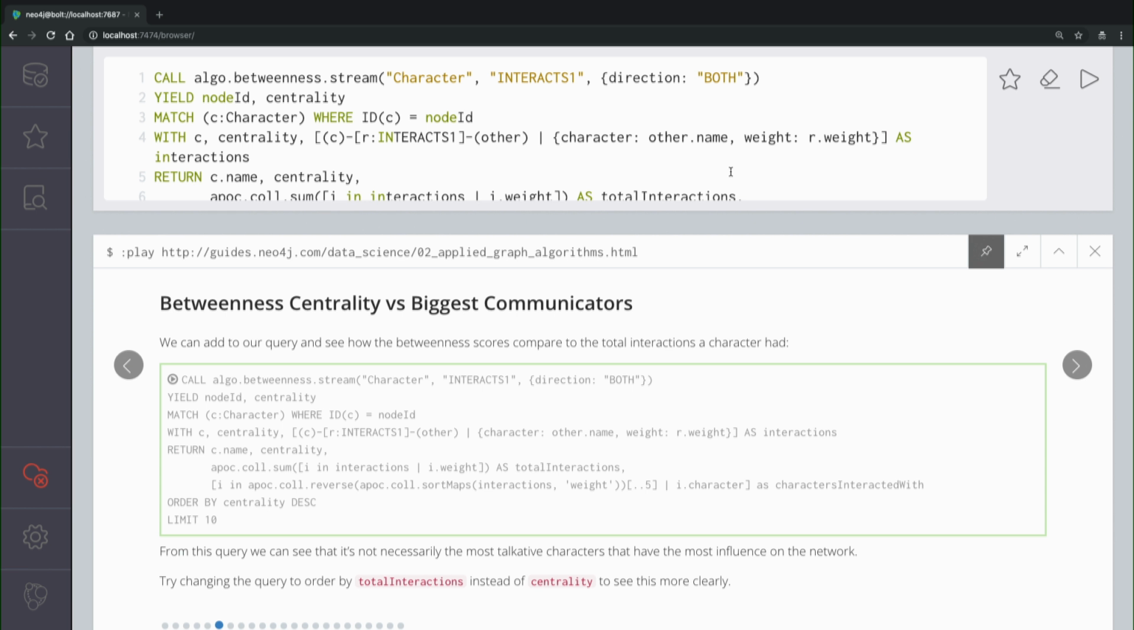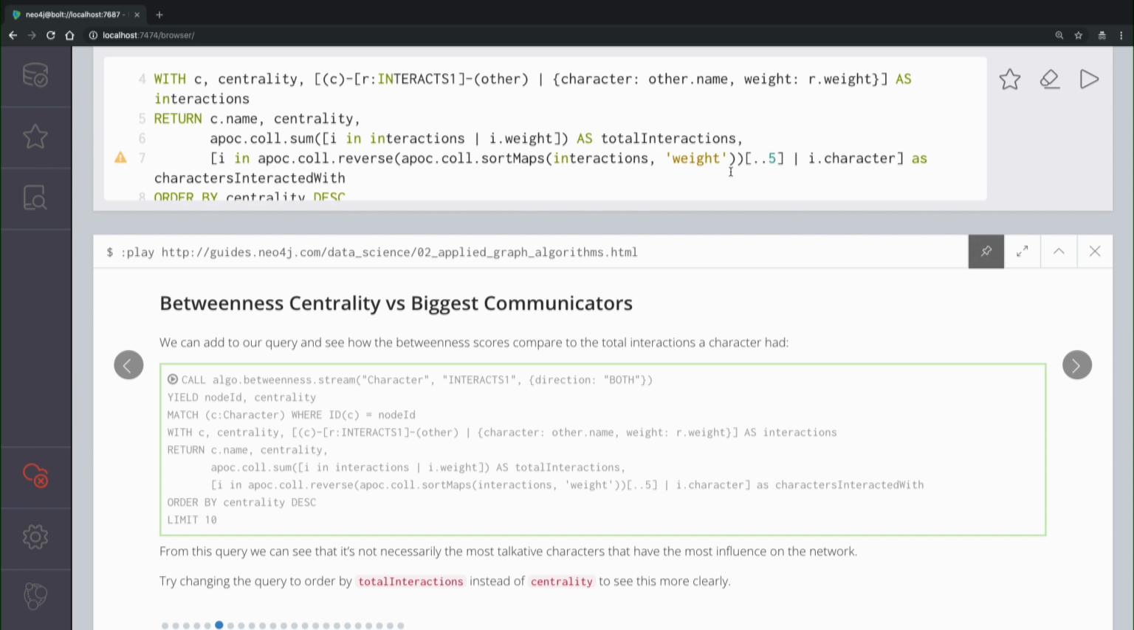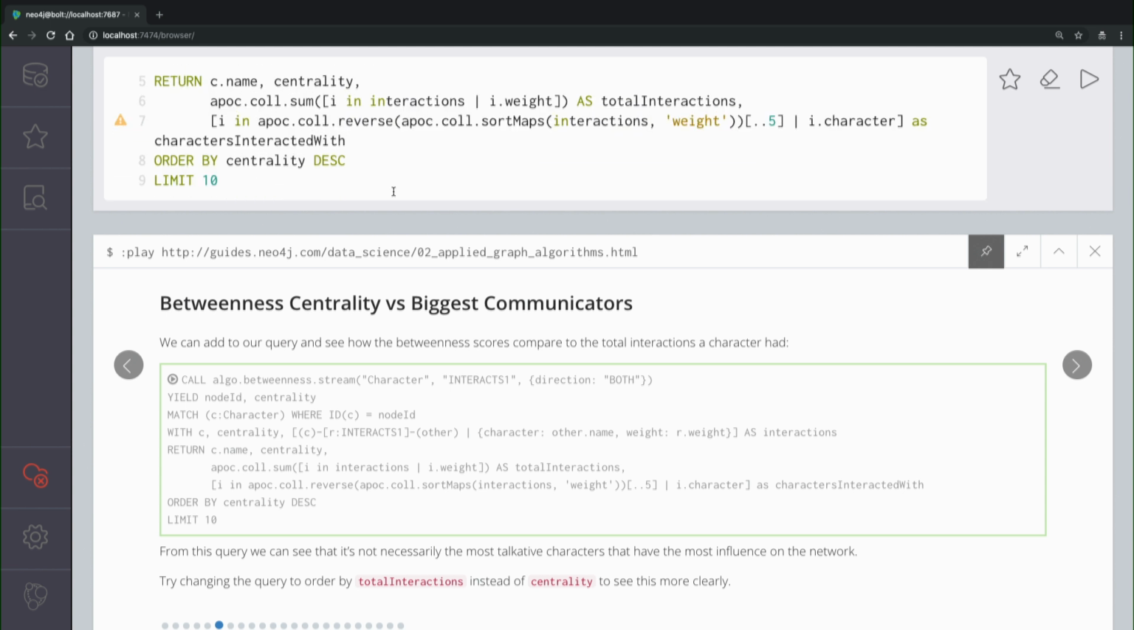Again, pulling characters, interacts 1 relationship in either direction. Pull back the node ID and the centrality, and then match characters, and then look at the name and the centrality. Look at the characters interacting with other characters, call those interactions, return those back, and then basically we're just going to look at who were the characters they interacted the most with. So we sum up the total interactions and then look at the characters they dealt the most with. And then again, ordering by centrality and pulling out that top 10.